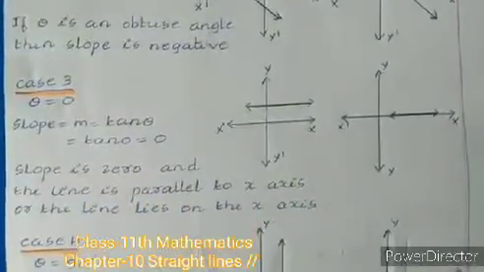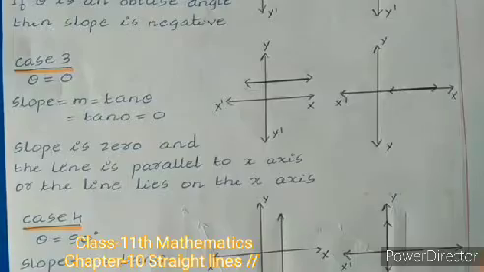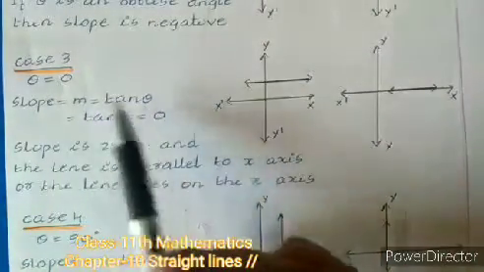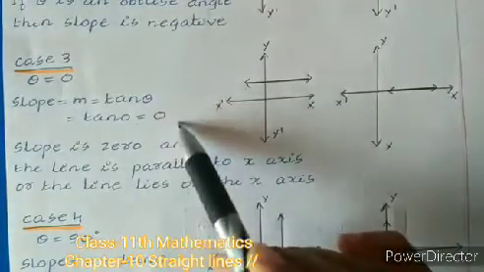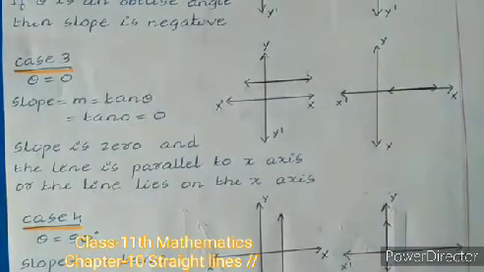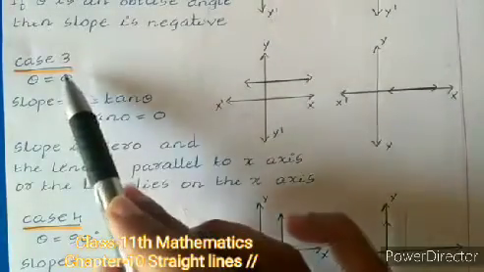Next we have the third case, if theta is equal to 0. The angle is equal to 0 means slope m is equal to tan theta. Replace this theta with 0, tan 0. Tan 0 is 0 only. So if theta is equal to 0, then slope is also 0, because tangent of 0 is 0 only. So that is the third case.